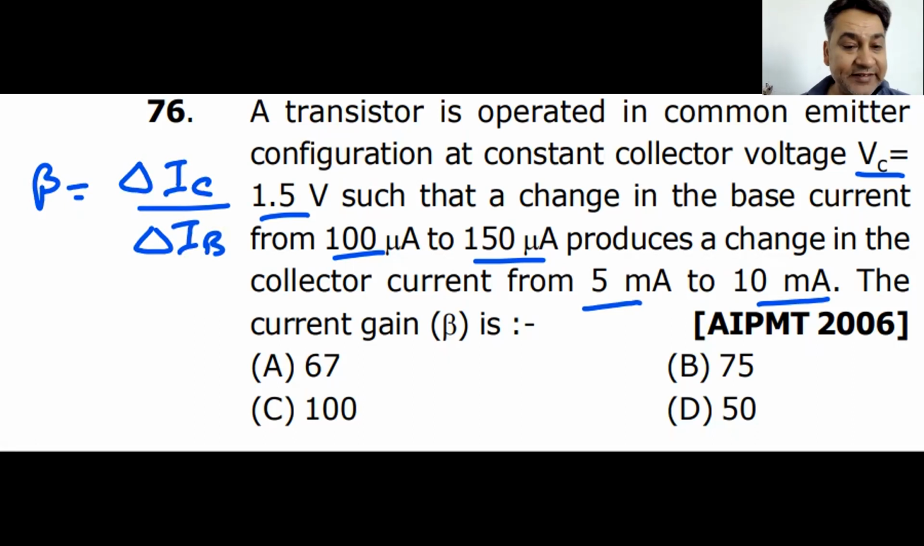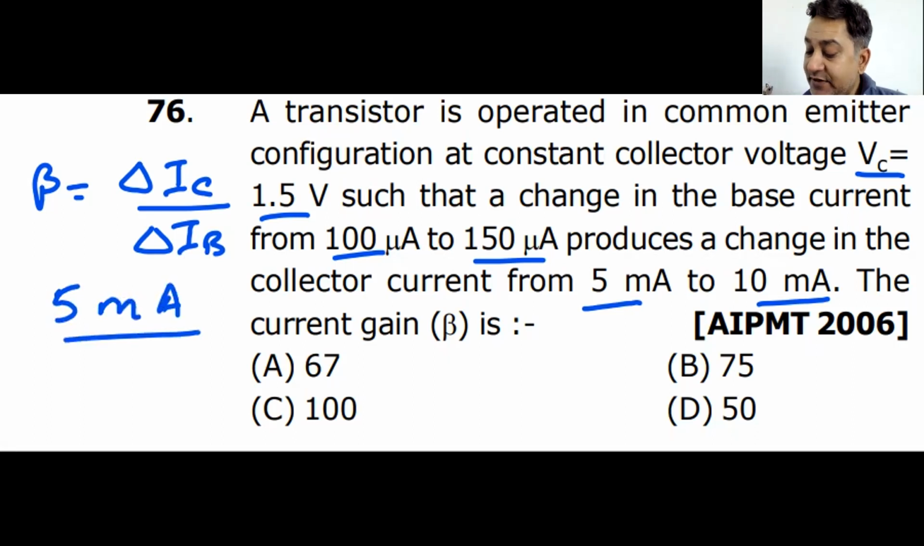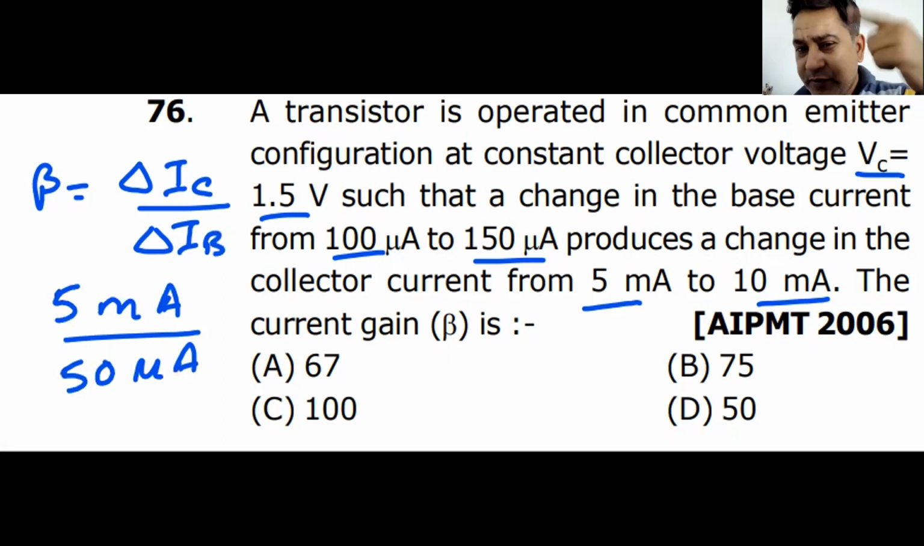What is the answer for 76? Change in emitter current is 5 milliamps, divided by change in base current, 50 microamps. So this is the answer. The only thing is the difference in the units. Milli is 10 raised to the power -3. Micro is 10 raised to the power -6. You just have to multiply and divide.